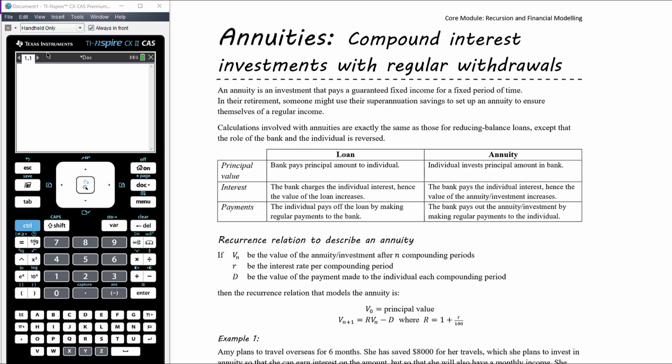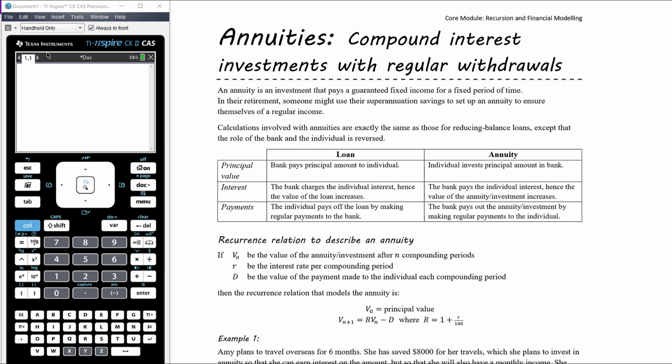An annuity is essentially a compound interest investment with regular withdrawals. So it's an investment that is set up to pay a guaranteed fixed income for a fixed period of time. One of the most common examples of this would be in retirement. Someone might use their superannuation savings.